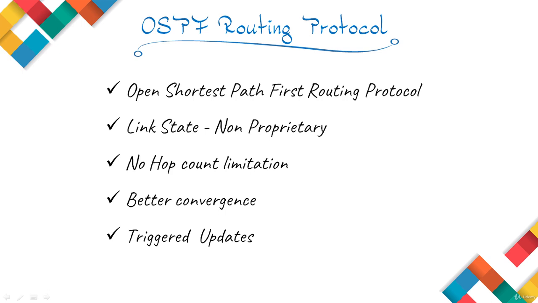But with OSPF, it is a triggered update. When a link goes down, OSPF sends the updates instantly to all its neighboring routers, and they are made aware of that. OSPF uses multicast while it sends the link state updates to its neighboring routers.